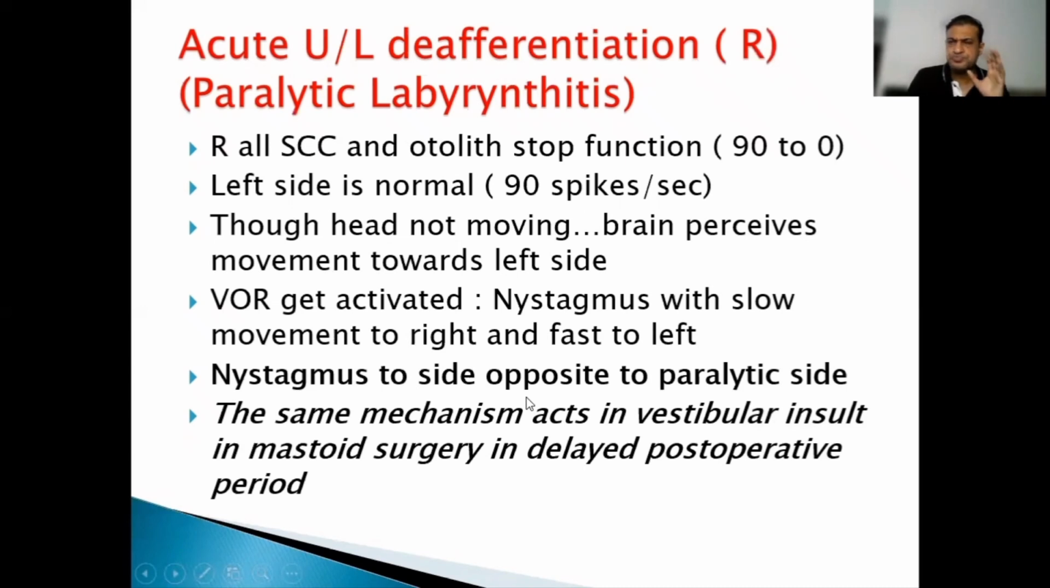So understand, if the activity increases, nystagmus is to the same side. If there is paralysis, nystagmus is to the opposite side. We also remember this by COWS: cold is opposite, warm is same side. Cold is paralytic, that is the opposite side, and warm is active, that is the same side.